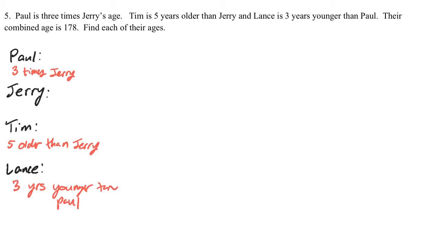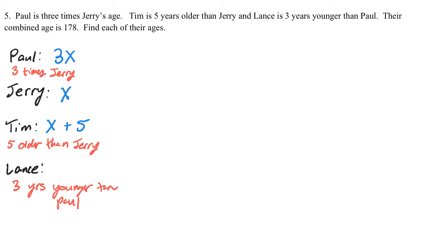That's because this is our starting value, right? The person that we are going to define as just being X, and we're going to base everything around that person. So Jerry is X. If Paul is 3 times Jerry's age, then Paul would be 3 times X, whatever Jerry's age happens to be. And then we want to do the other one. So Tim is 5 years older than Jerry. So we would take Jerry's age and add 5 years to it.